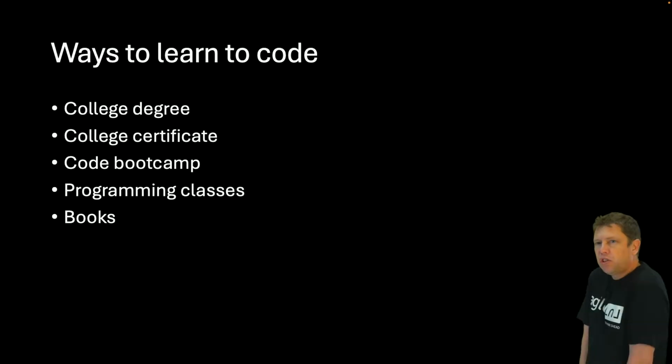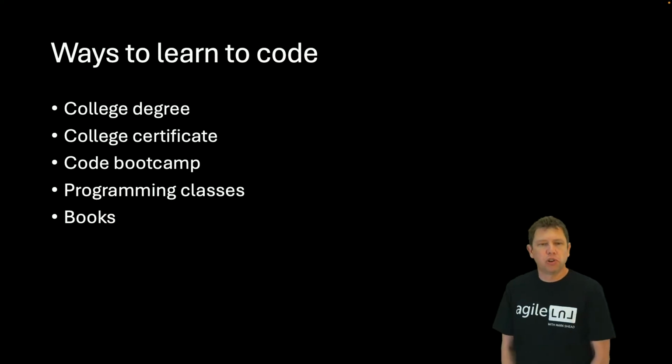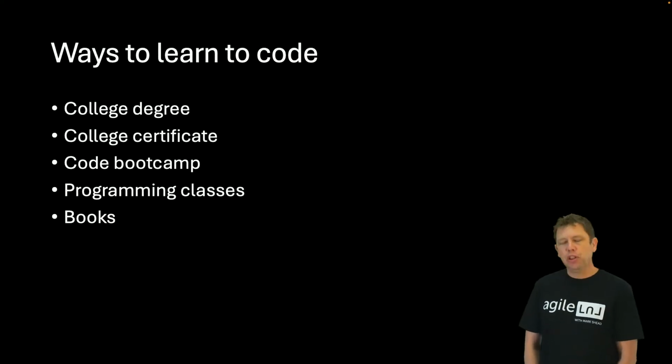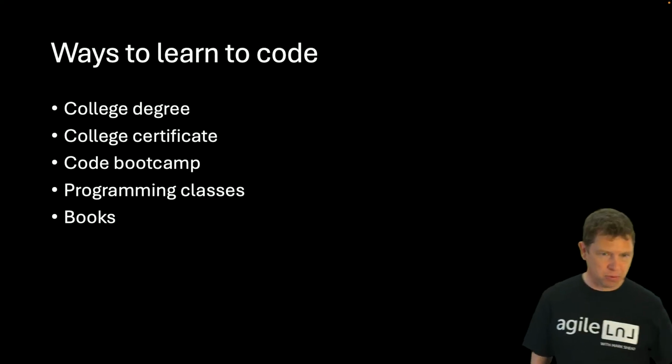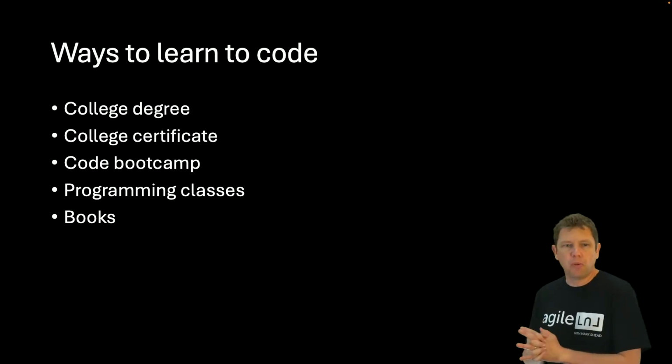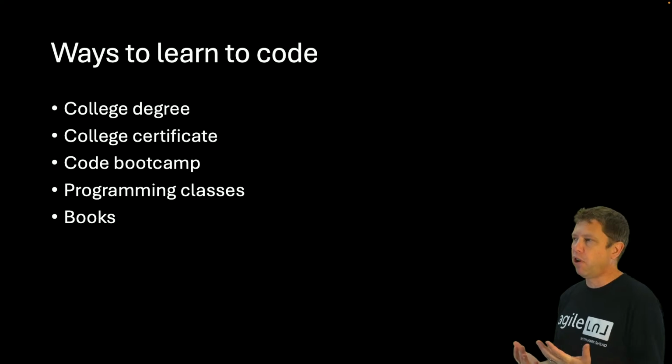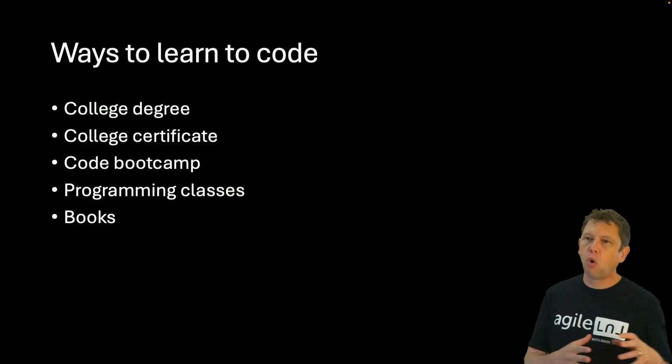So let's look at some ways to learn to code. We're going to be looking at how we can learn to tell computers what we want them to do in ways that are valuable to us and the people around us. Well, a college degree is always an option, right? College degrees are often very good for making sure that there are no big holes in what you know.